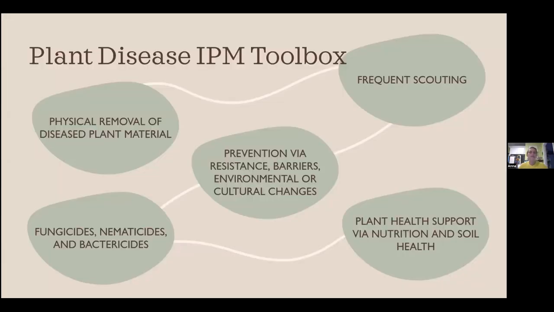I do like to think of all of these things as sort of my integrated pest management toolbox. That's IPM. My master gardeners will recognize that, where I'm not just reaching for a spray bottle every time. I'm physically removing diseased plant material, maybe clipping it out, pruning it out, pulling plants. I'm protecting my plants using resistant varieties, barriers, environmental or cultural changes. I'm out there all the time looking at stuff, so frequent scouting, catching the problem early. I'm using plant health support via nutrition and soil health, so I'm always making sure I have the best possible soil and growing conditions. And then I might reach for a fungicide, nematicide, or bactericide. So it's not my first move. I have this toolbox to choose from.